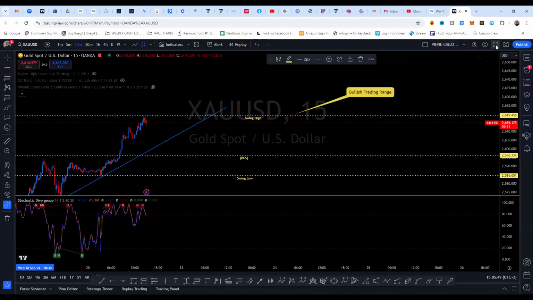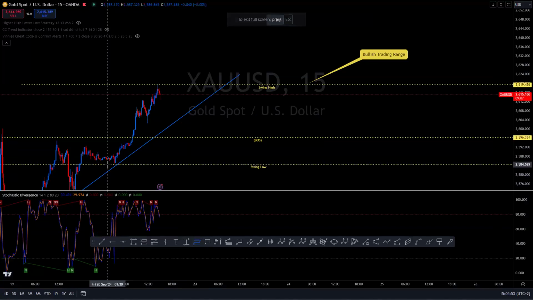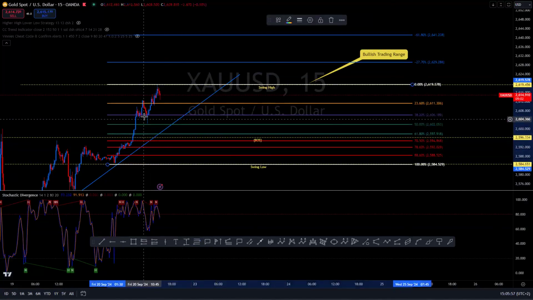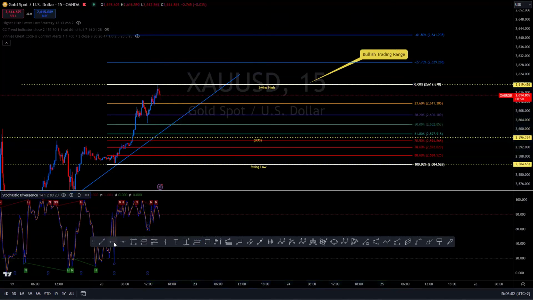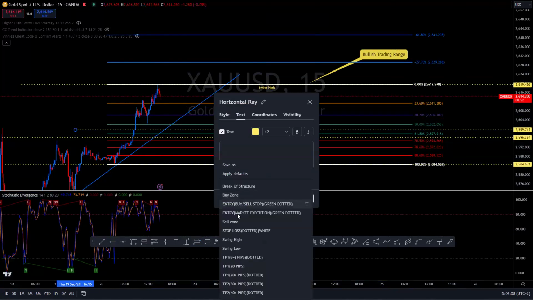So now we're going to take our Fibonacci. And since we're in the bullish range, we're going to swing it from the most recent low to the most recent high. And you can see that price rejected there at 60% here. The shaded zone is going to be our buy zone.